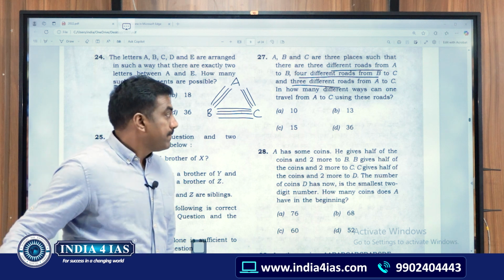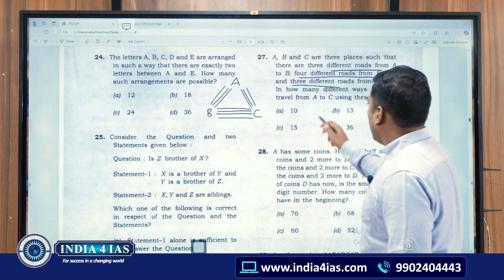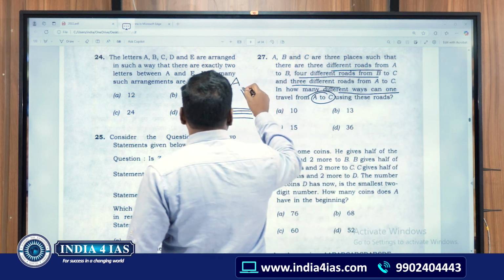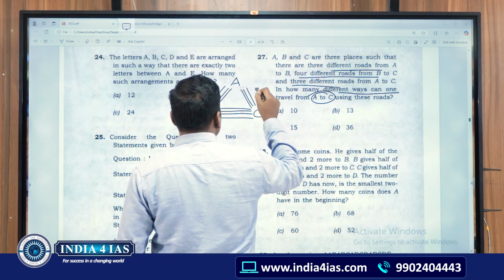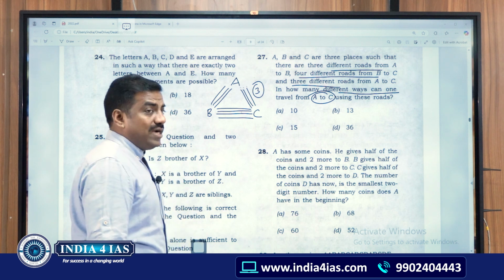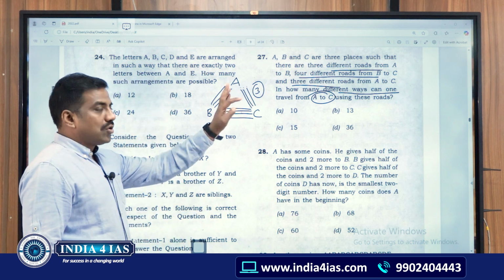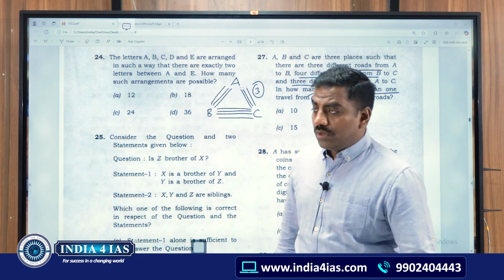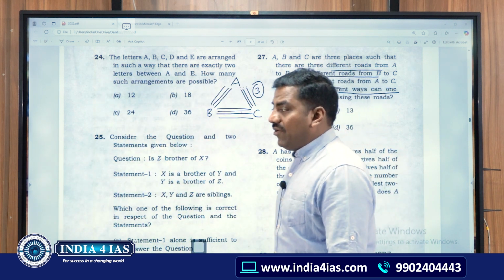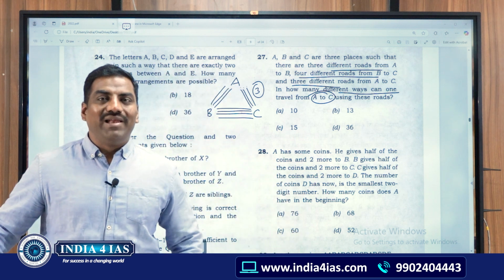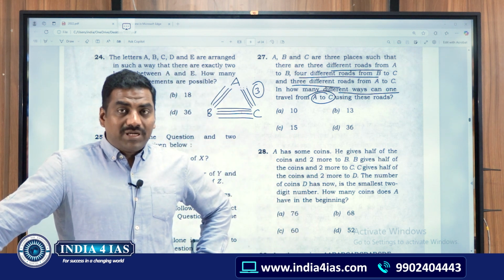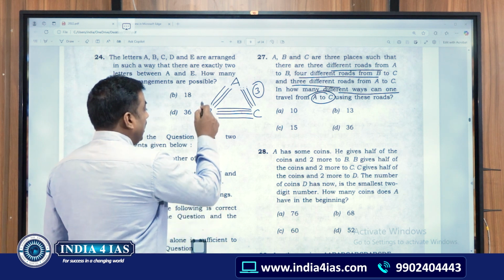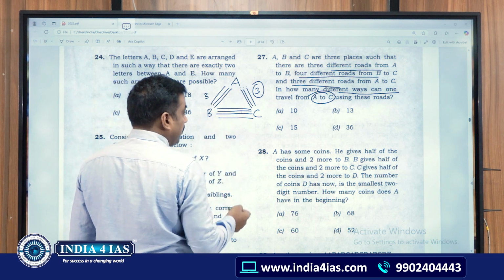Here they are asking in how many different ways can one travel from A to C. So A to C, these 3 roads are already there. So these are 3 ways of going from A to C directly. But if these roads are cut, then A has to be connected to C via B. So if one wants to travel from A to C, that person has to travel through B. In that case, how many ways are there from A to B and B to C?